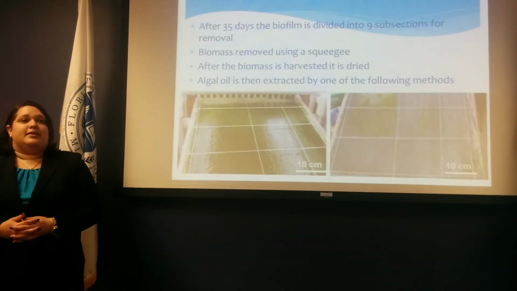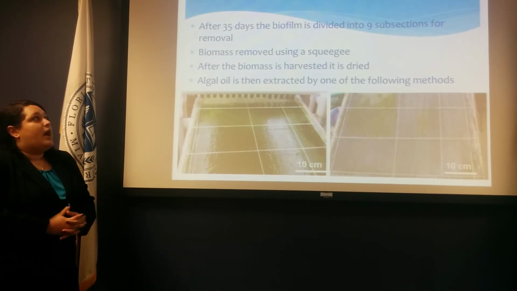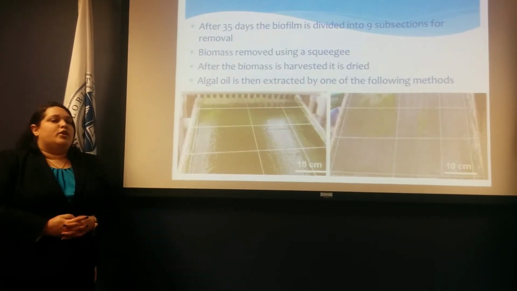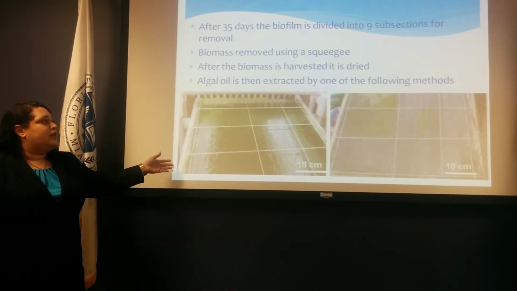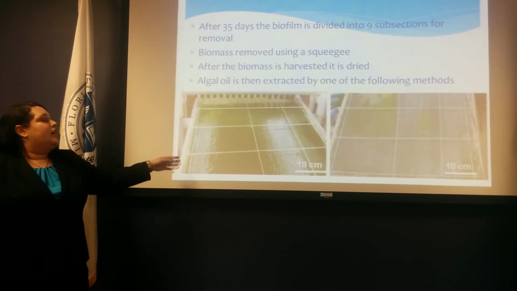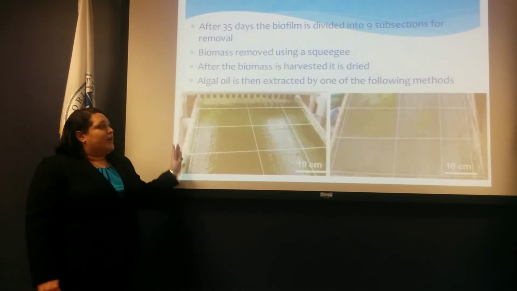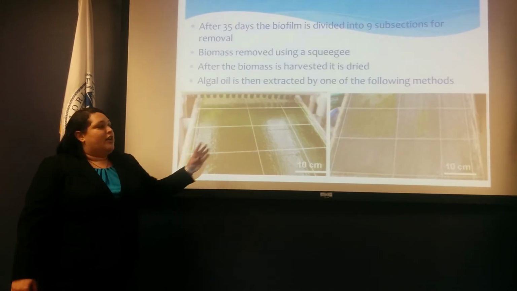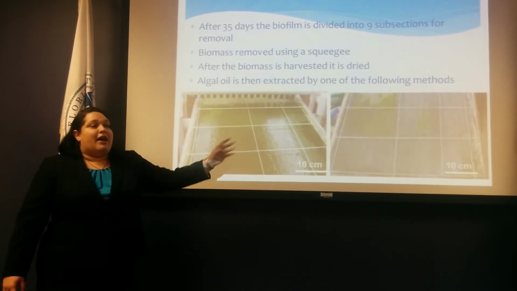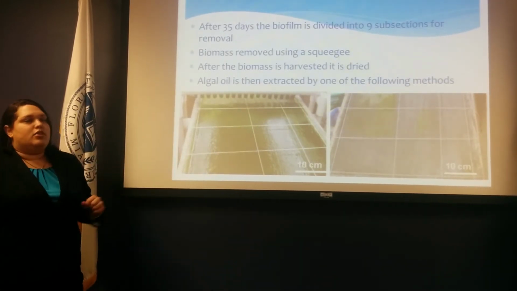The cultivation process. After the 35 days required for the biofilm to grow, you will be able to see a real-life picture of what it looks like here on the bottom left. This is the algae on it before extraction or cultivation, and on the right is the concrete slab after the algae has been extracted or cultivated.